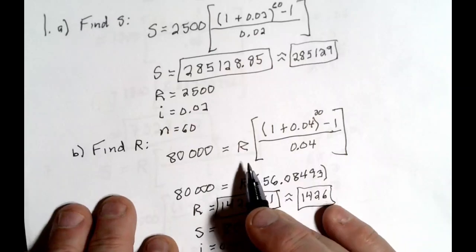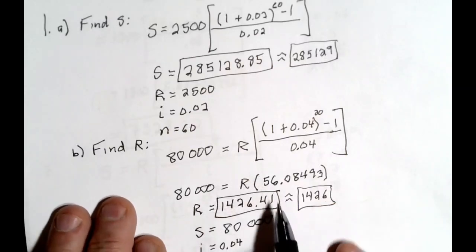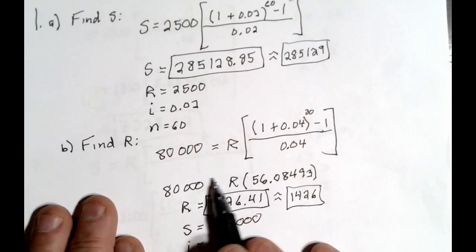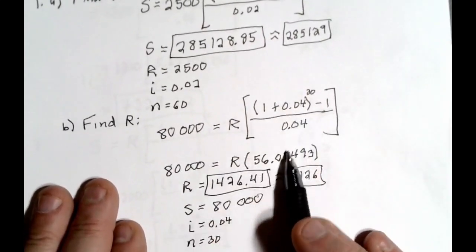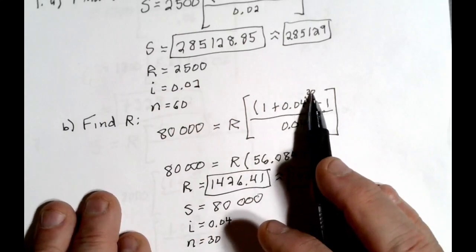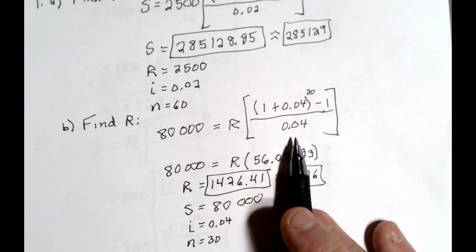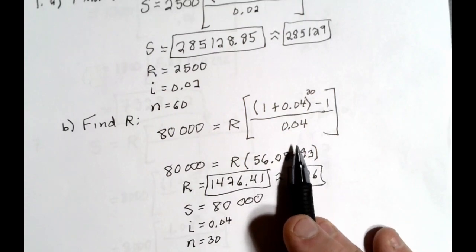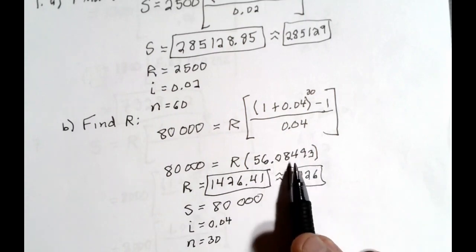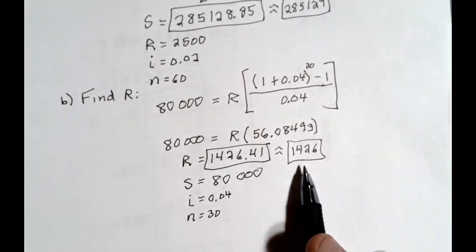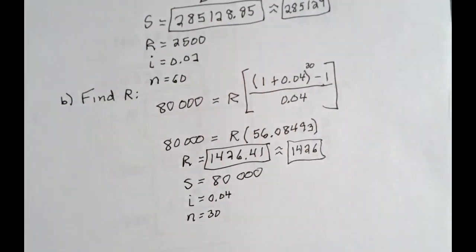Okay, so part B says figure out what the regular payment is if 80,000 is your future value. So you crunch everything down in here and you want to figure out this guy to the 30th power first, enter. Then subtract 1, hit enter. Then divide by 0.04, enter, and now you get this guy. Then divide both sides by that and you get this number here rounded to nearest dollar, which is what they wanted. It's 1426.